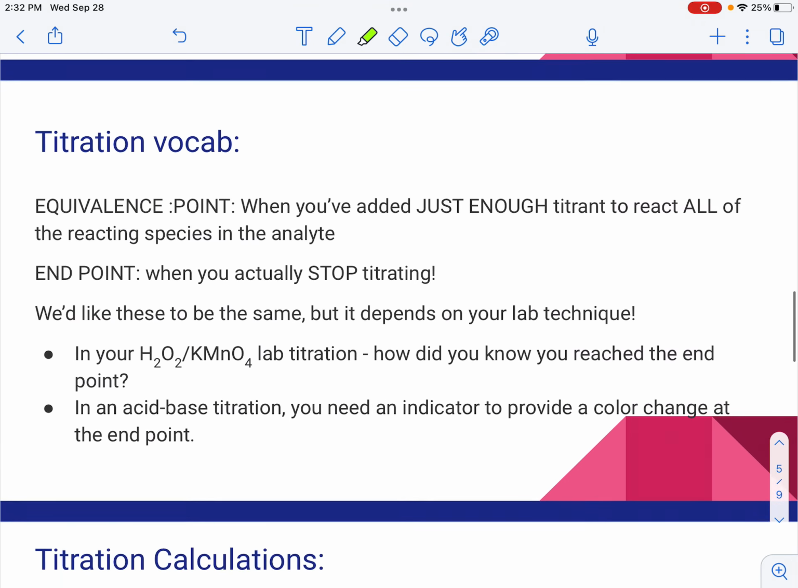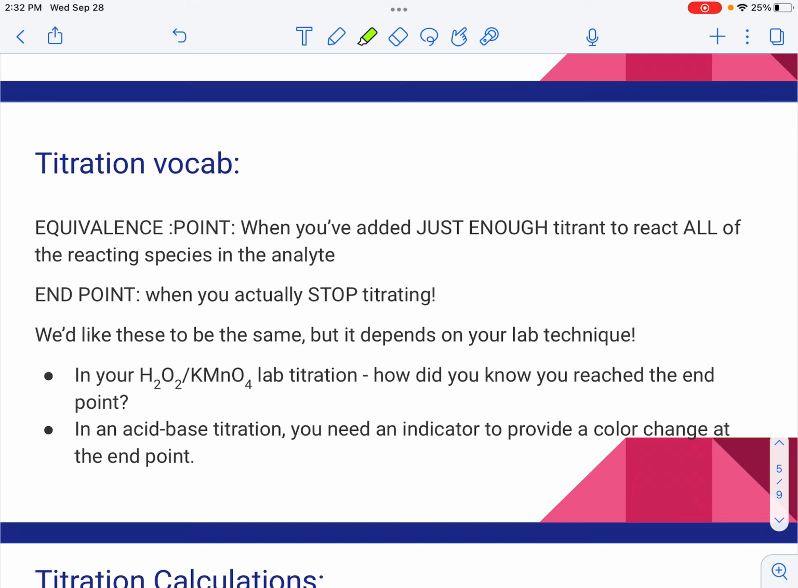Okay, a little bit more vocabulary, and this you did get from your learning targets. Equivalence point versus end point. The equivalence point is truly when you've added an equal number of moles of titrant to what you had in your analyte. We call it the equivalence point because the moles of reacting titrant equal the moles of reacting analyte. And this is the purpose of a titration, to add just enough so that you're using all the moles of each. This is why it's called the equivalence point.